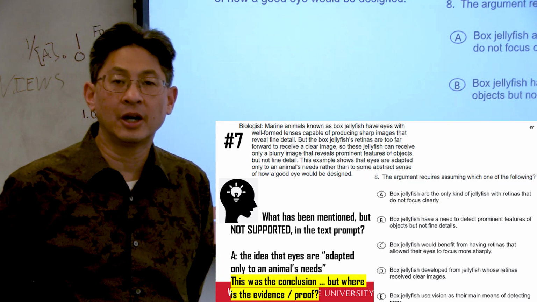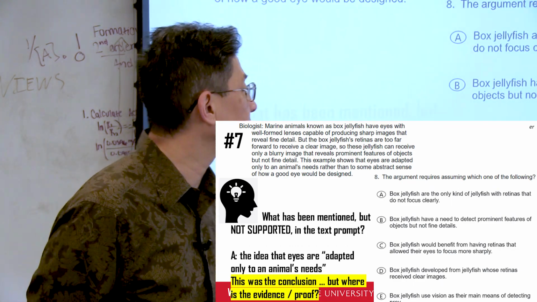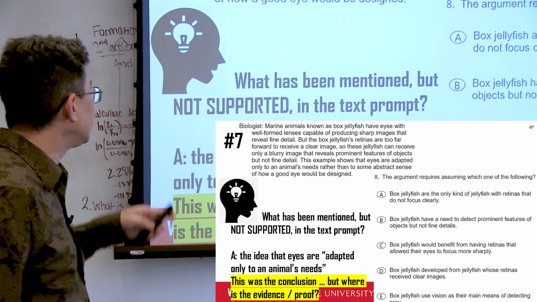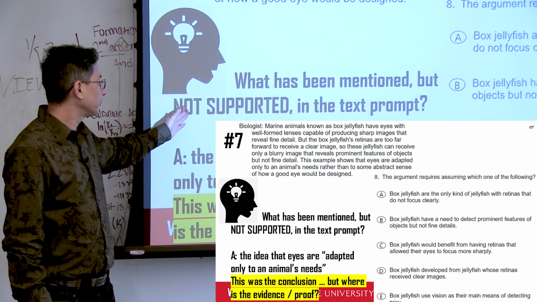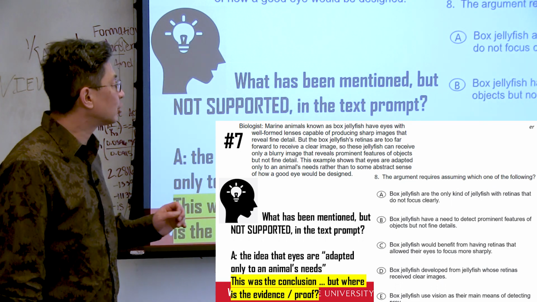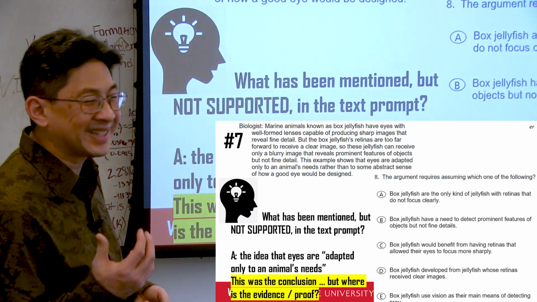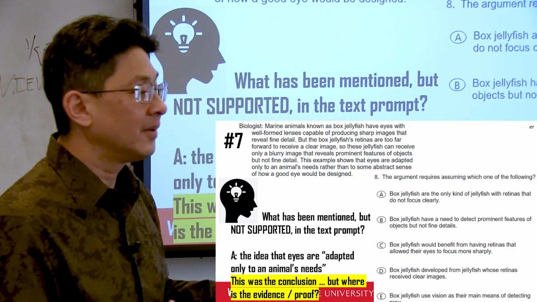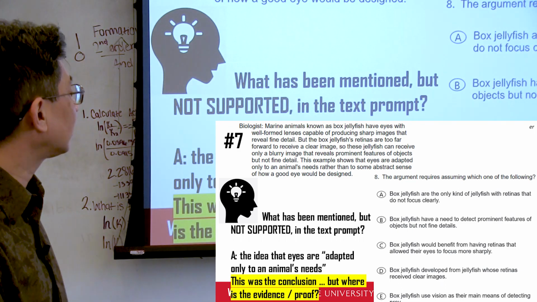So again, you'd have to look at the argument, understand it, and then see what the missing assumption is. So we go ahead and use our brain and we think for ourselves first. And we say, what has been mentioned but not supported in the text prompt? So we go back and look at the text prompt. We read it again. We make sure we fully understand it. So they have this box jellyfish. They have these great lenses. They can see sharp images. They're capable of it. But these eyeballs are so far forward in this animal that they don't see clearly.